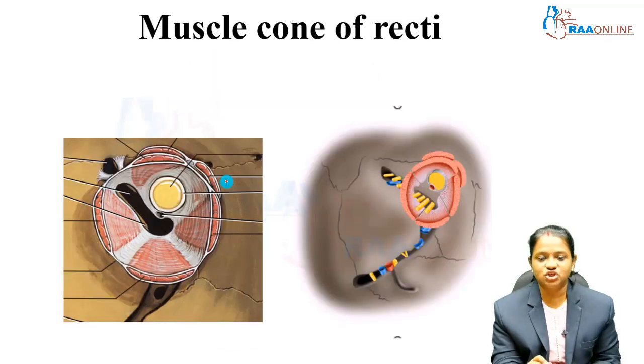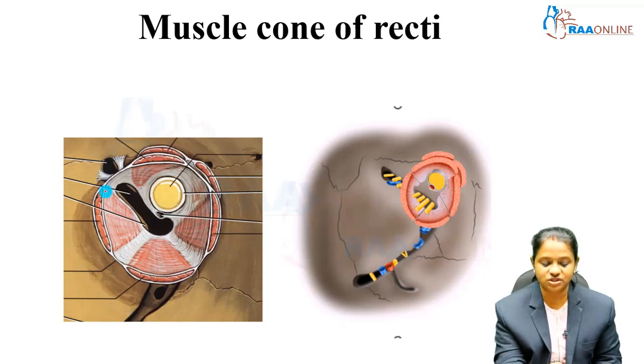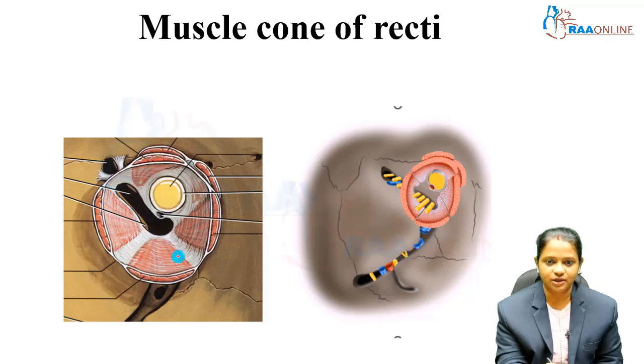Each rectus muscle is enclosed in a fibroareolar sheath, and the margins of the sheath are connected with each other. This is the musculoareolar cone, which forms a muscle cone. So the whole thing is a muscle cone. The structures which enter through the optic canal and the part of the superior orbital fissure within the muscle cone are present inside the muscle cone, and the other structures which are present in the lateral aspect of the superior orbital fissure and the inferior orbital fissure are outside the muscle cone.